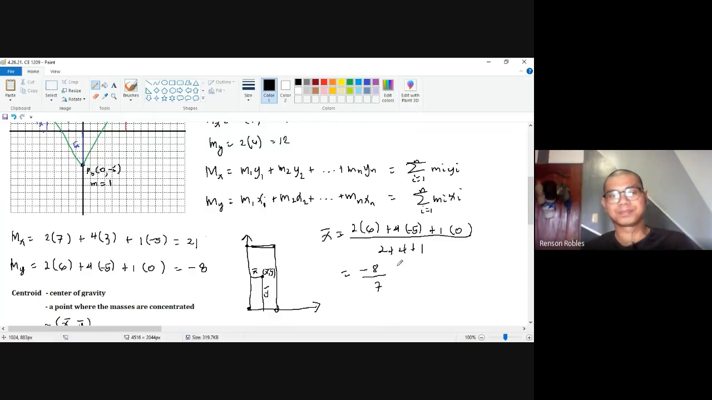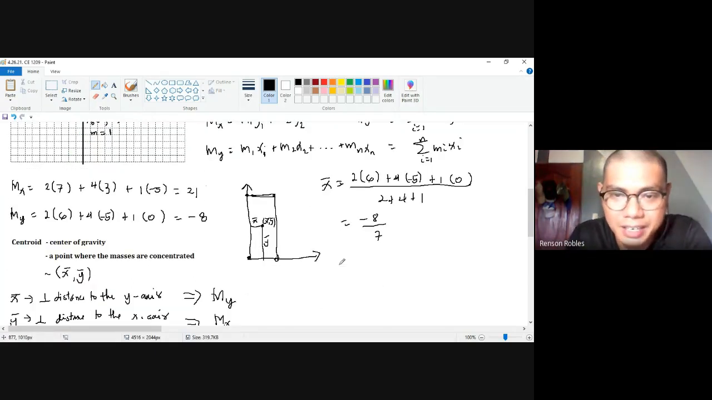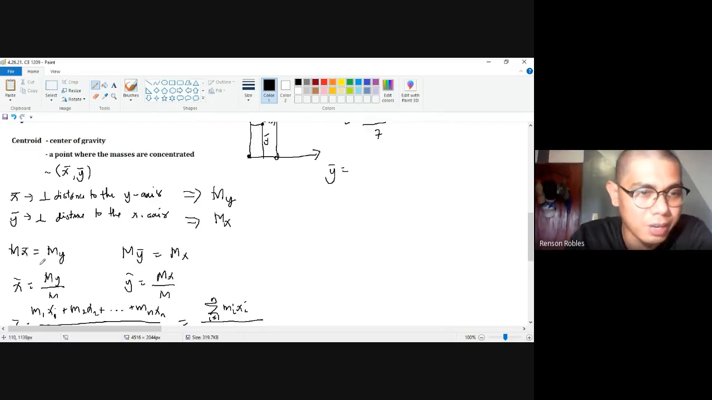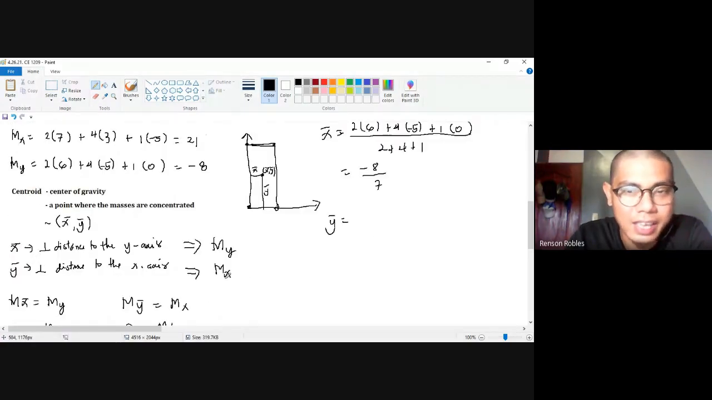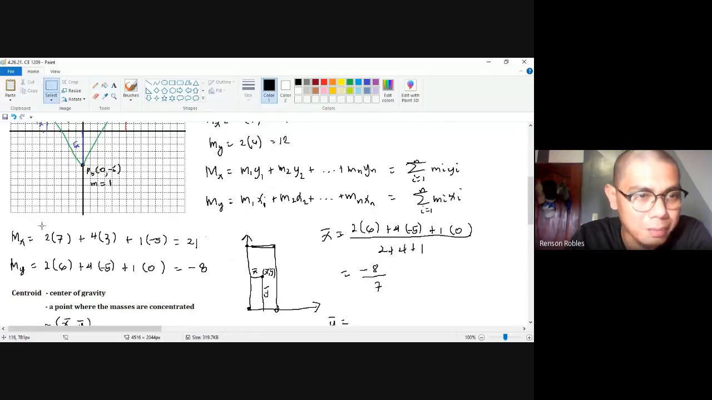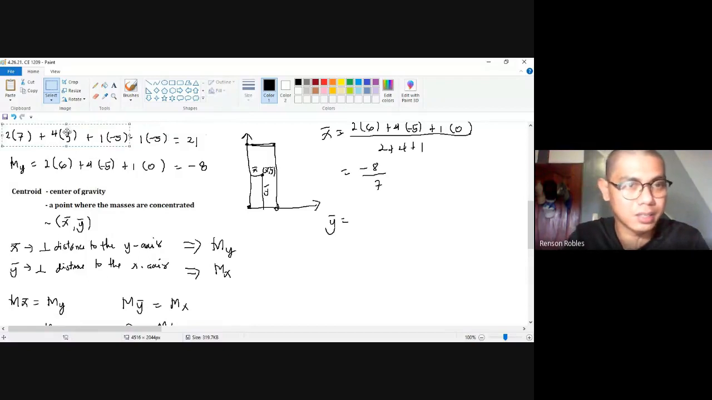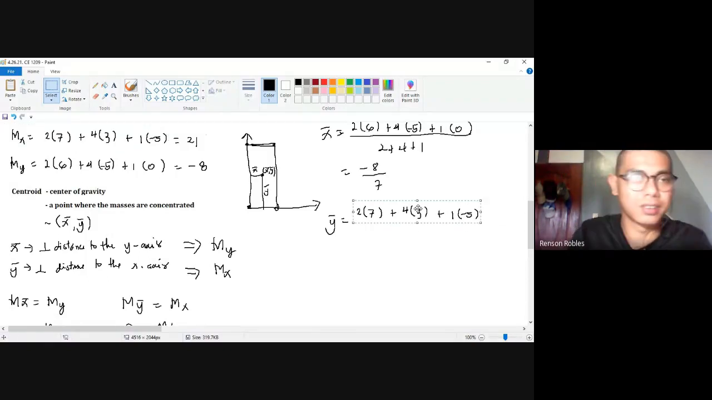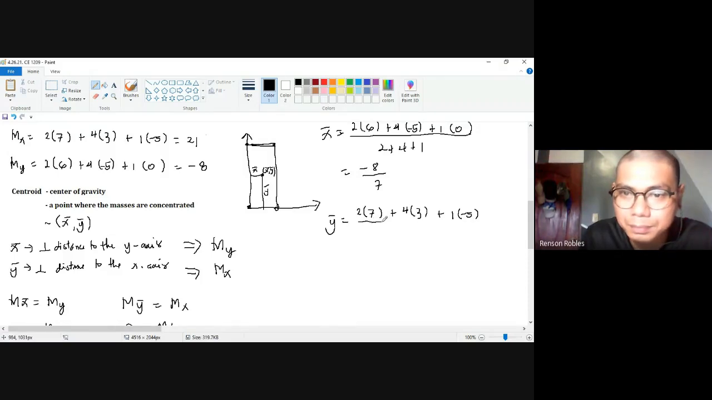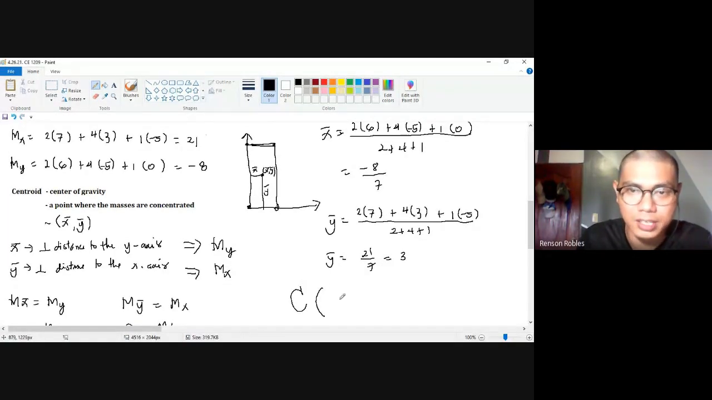Then, y bar. For y bar, we are using the moment in x. So we copy this part, all over 2 plus 4 plus 1. Y bar equals 21 over 7, or this is equal to 3. So the centroid is located at -8 over 7, 3.